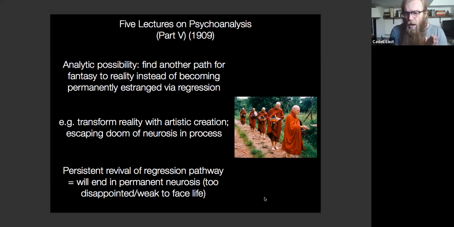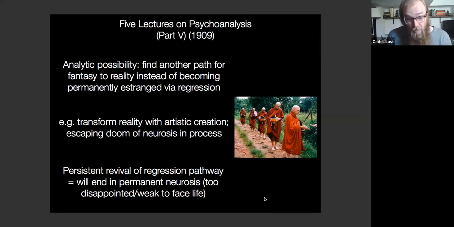Now, analysis, and this is why I think the conversation between psychoanalysis and traditional spirituality of withdrawal should be put into deeper conversation, because the analytic ethic is different from this monastic ethic. The analytic looks for an alternative path to the exploration of fantasy, as opposed to becoming, quote unquote, permanently estranged from reality via regression. So he does give the example here. It seems to me analysis aligns itself most strongly with art and artistic creation as a method of transforming reality, and here Freud's quote, to, quote unquote, escape the doom of neurosis in the process.